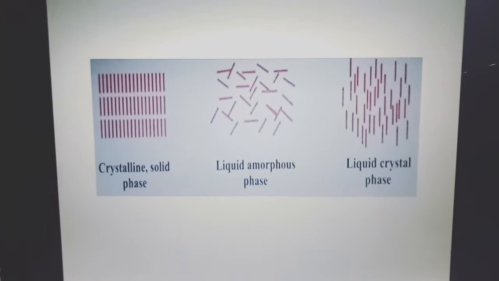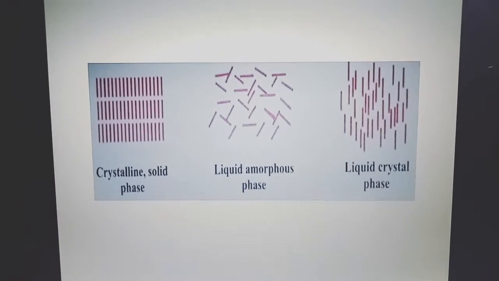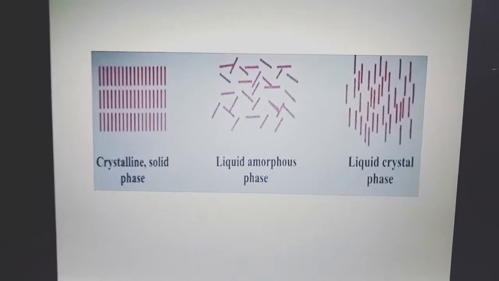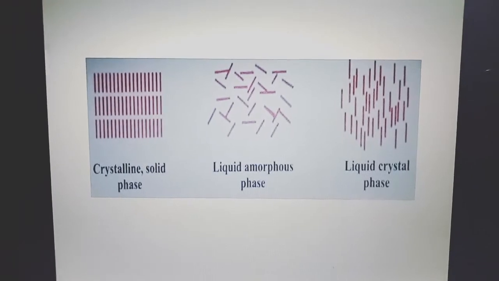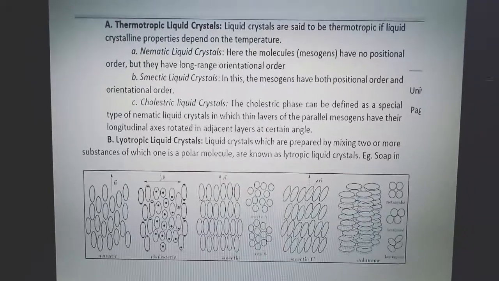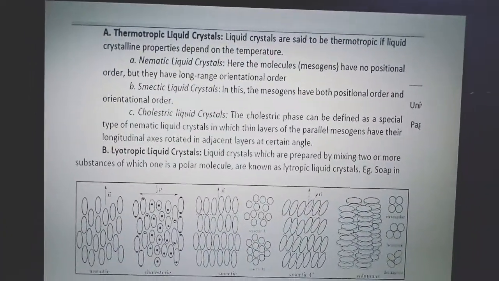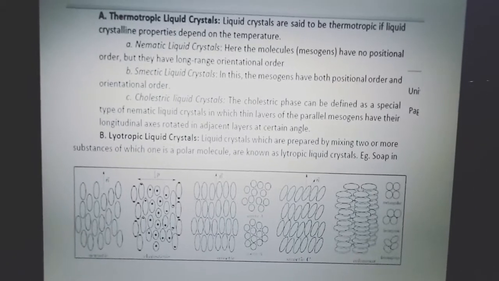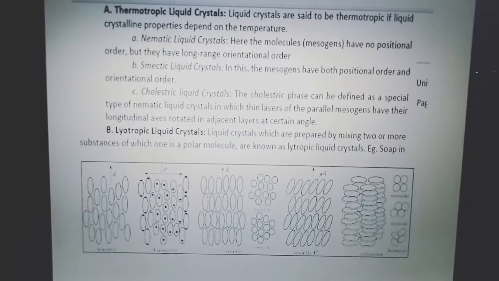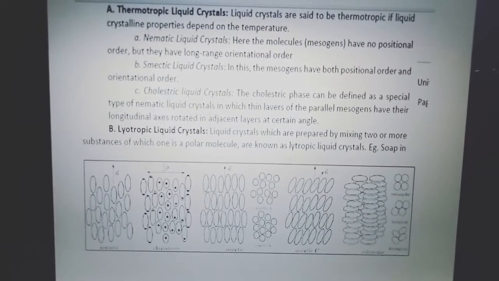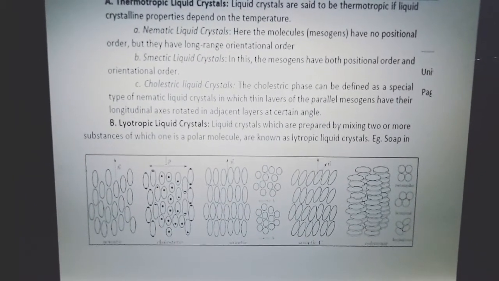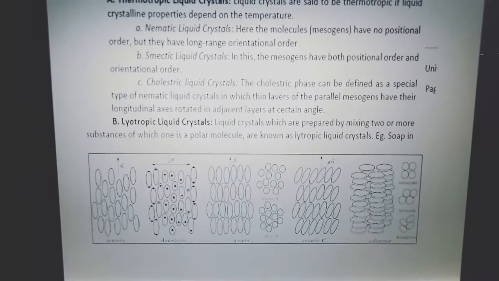You can see in this picture, the first picture shows the crystalline solid phase, the second picture shows the liquid amorphous phase, and in the third picture you can see the liquid crystal phase. Now, types of liquid crystal. There are two types. First one is thermotropic liquid crystal. Liquid crystals are said to be thermotropic if liquid crystalline properties depend upon the temperature. First is nematic liquid crystal, second is smectic liquid crystal, third is cholesteric liquid crystal.